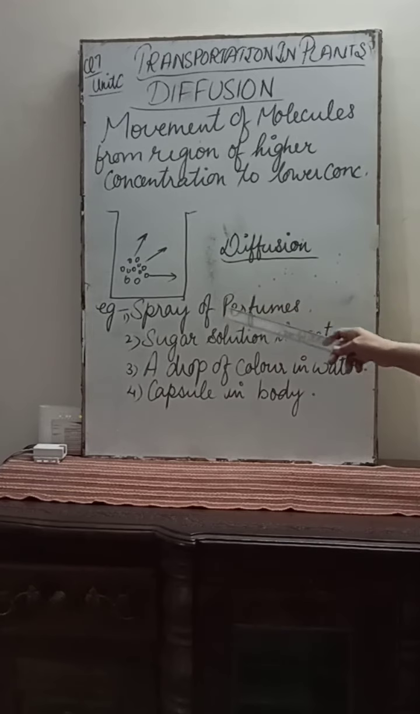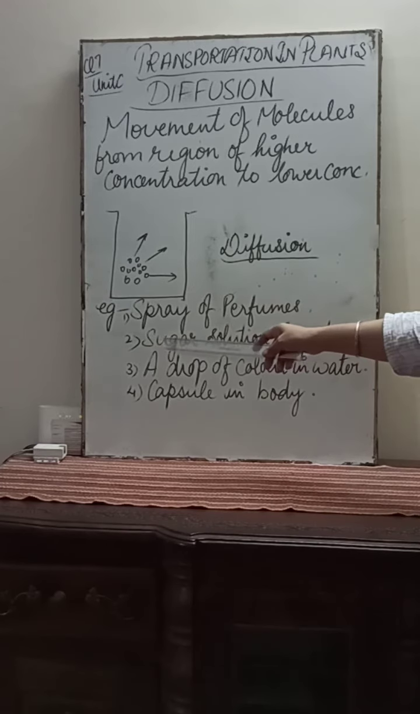Now first is spray of perfumes. Now students, if we spray a little perfume in a particular place in a room, after a few seconds if we enter the room, we'll see that the fragrance spreads throughout the room. So that is the process of diffusion, that the molecules travel throughout the region of lower concentration.